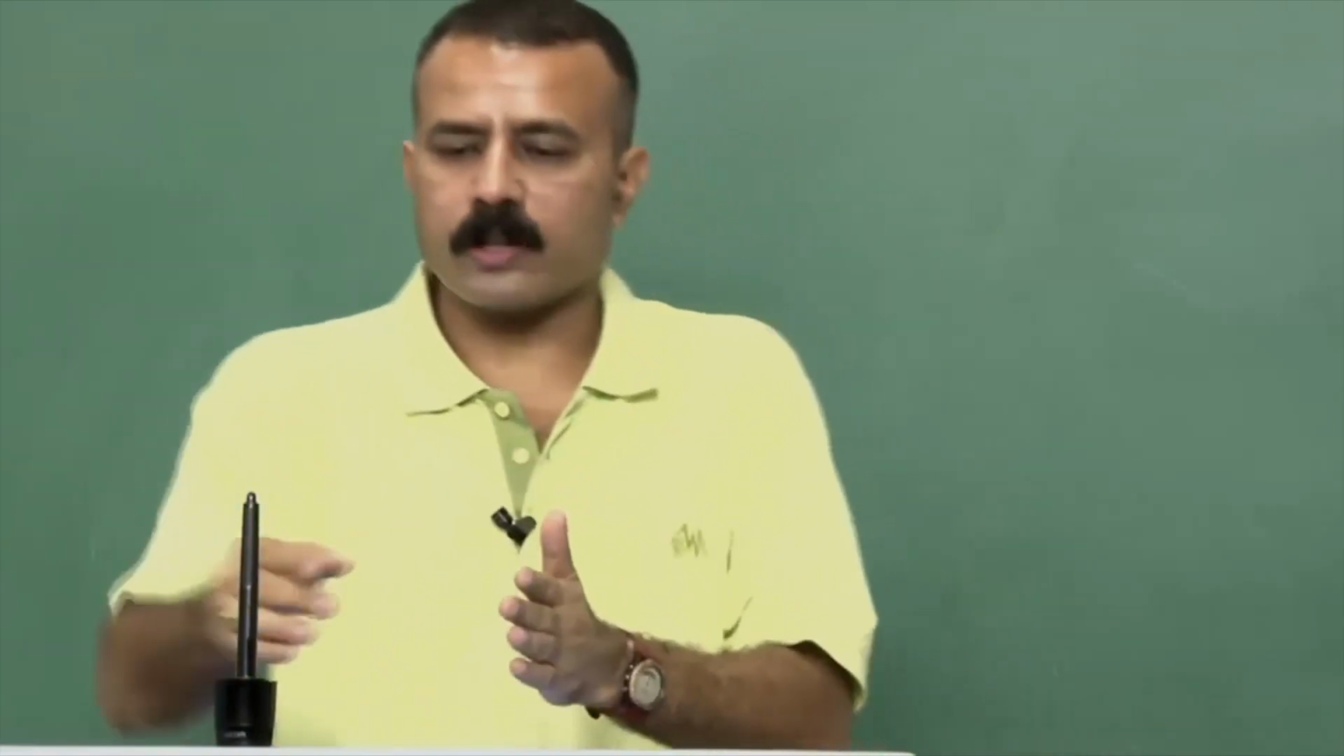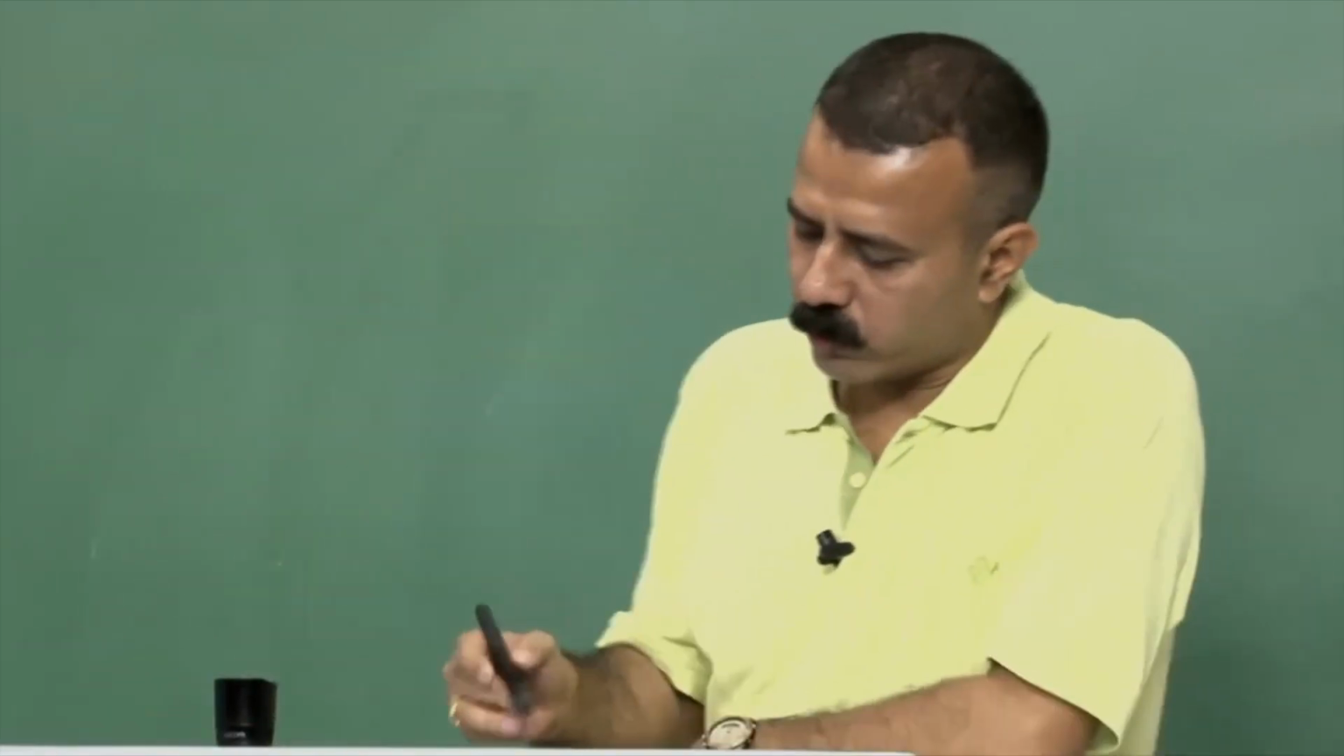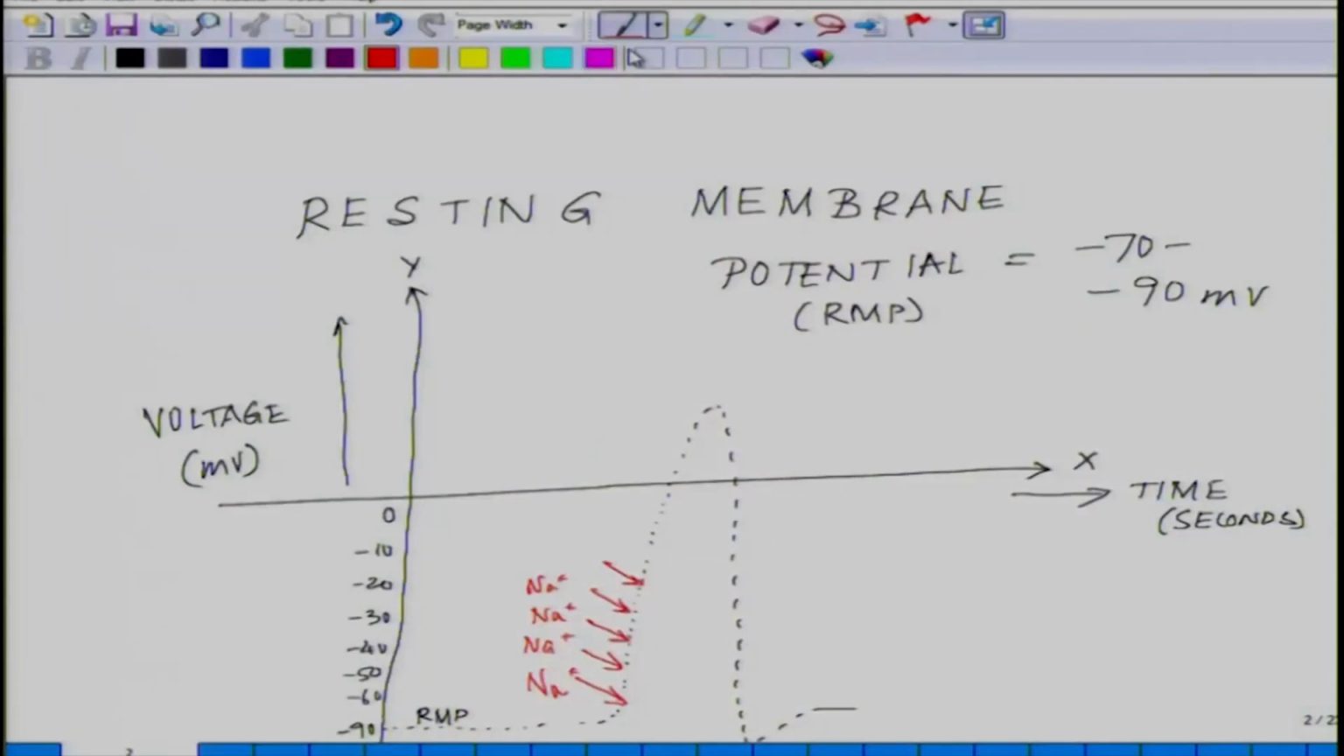If you reach that zone, and if you see the picture out here, that zone lies somewhere out here. This is the threshold zone. If the membrane becomes positive, almost up to minus 40 from minus 90, from here starts the threshold for all or none.